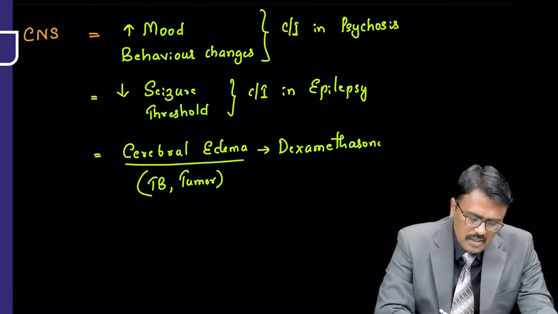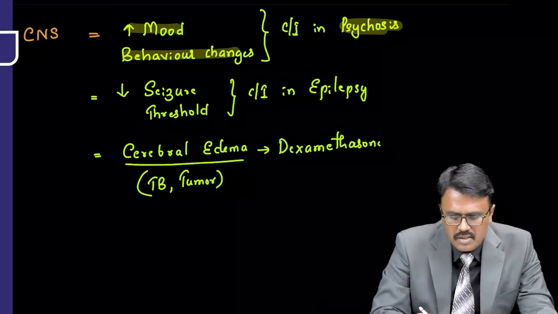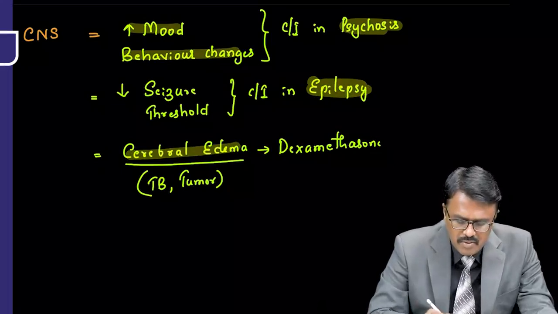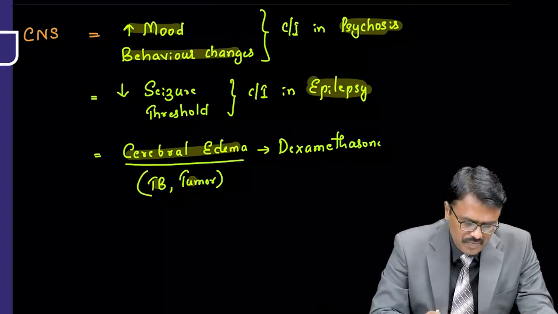So in the CNS, it increases mood and causes behavior changes, so don't give it in a psychotic patient. It decreases seizure threshold, so it is contraindicated in epilepsy. But in a patient with cerebral edema due to inflammation, we use a steroid called dexamethasone.